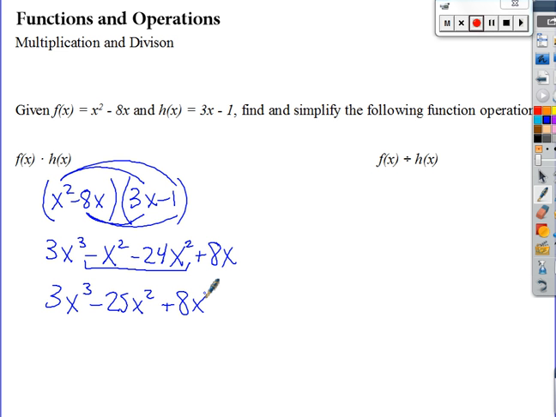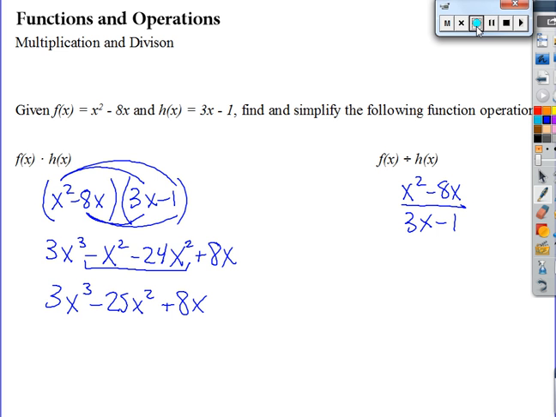Dividing two functions is a little bit more difficult, or could be at least. In this particular case, we have f of x, which is x squared minus 8x, divided by h of x, which is 3x minus 1. And what you'd like to do when dividing two functions is, if possible, factor them to see if we have any terms that cancel out.